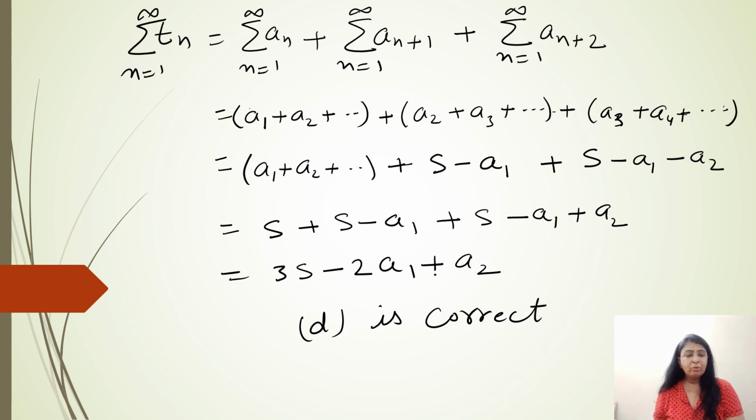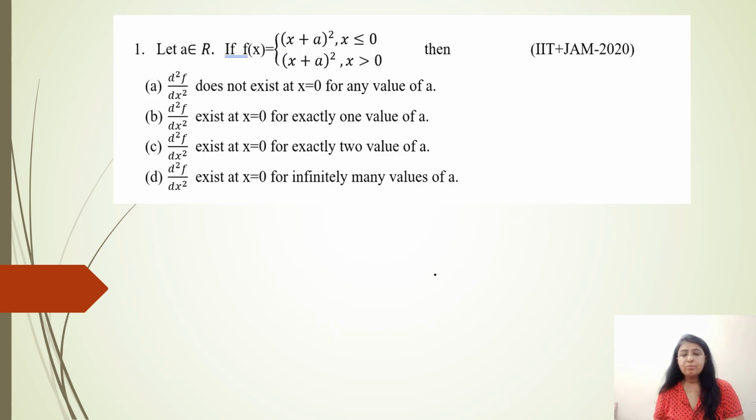Now take up the next question. Let a belong to R and f(x) is equal to (x plus a) whole square when x is less than or equal to 0, and (x plus a) whole cube if x is greater than 0. Then you have to choose which of the options is correct.